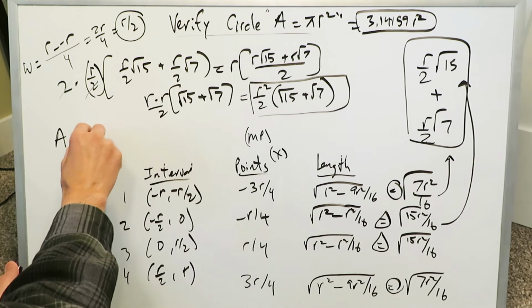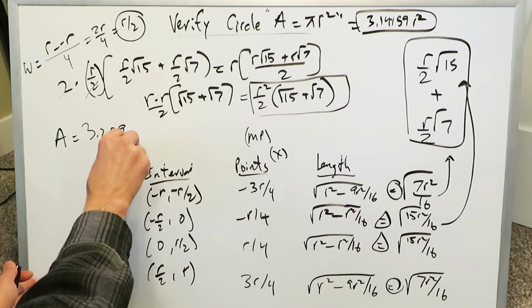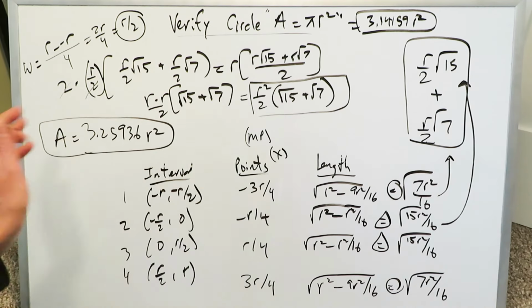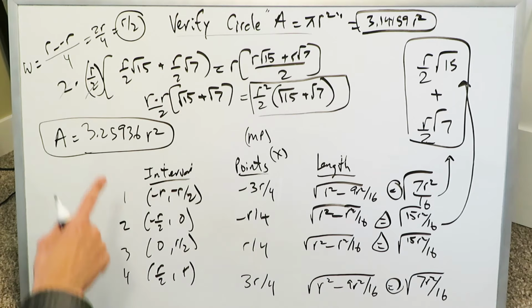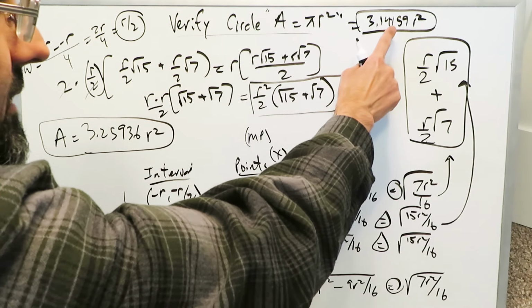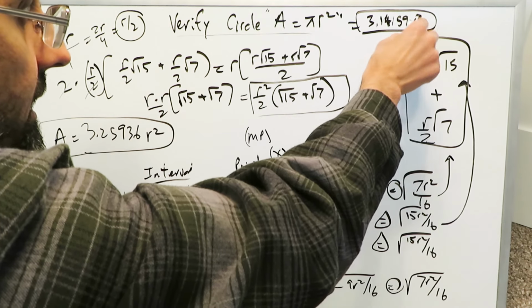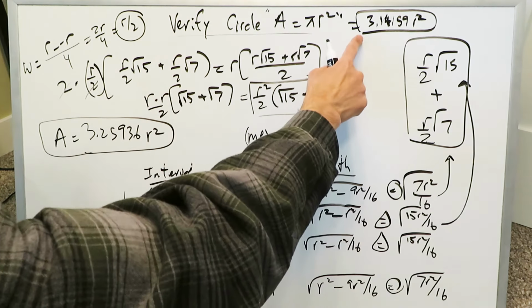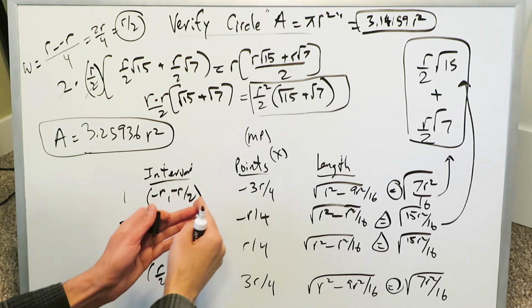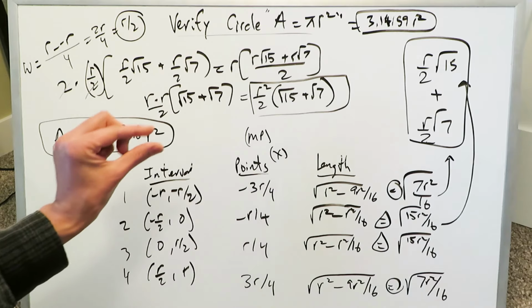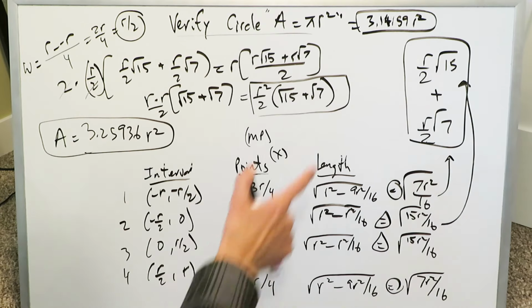I'm getting here 3.25936 r squared. This is the area formula. I'm getting my approximated estimated area formula for a circle, but the true is right here, 3.14159. Why is this accurate over here and this is not as accurate? Because this was derived from the same procedure using an infinite number of rectangles and cumulatively adding their length and width, their areas all the way across to give you this.